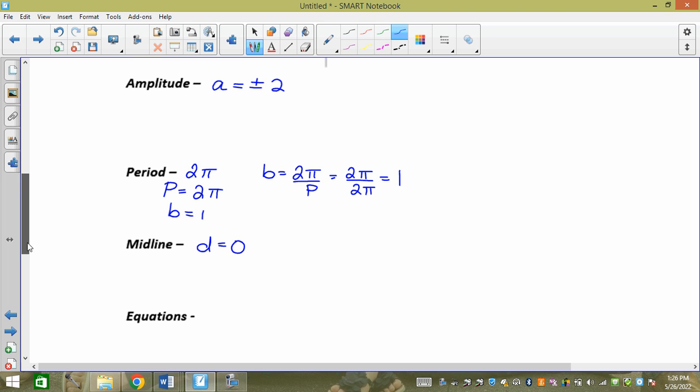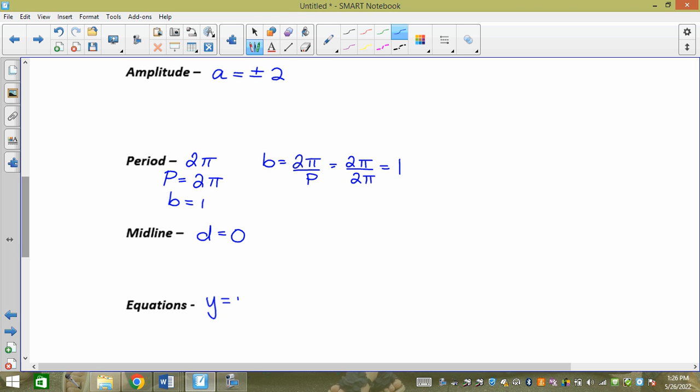So these equations are going to be y equals, what's my a? Plus or minus 2, correct? So I'm going to go y equals plus 2 cos. Y equals negative 2 cos. Y equals plus 2 sine. Y equals negative 2 sine.